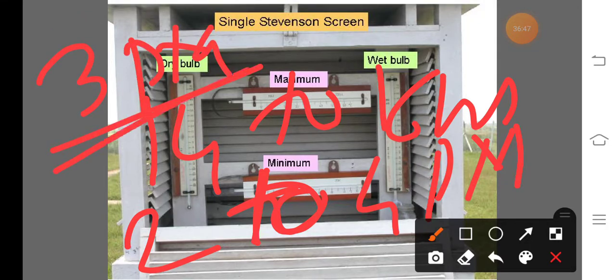At 3 PM. This is important for objective purpose also, MPSC, and banking purpose also, as well as the semester practical and theory exam purpose. So this is about the maximum thermometer, and by using this maximum thermometer the maximum temperature is recorded.